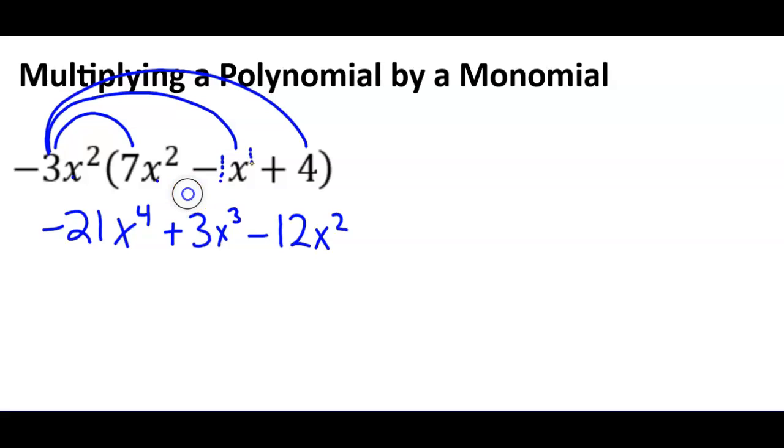Remember, if there's 3 terms inside the parentheses, I need to have 3 separate rainbows. It is a good idea to draw one rainbow, one answer. Second rainbow, second answer. Third rainbow, third answer. Make sure that when you multiply your exponent, your variable in, that you add your exponents. Okay? So we're going to do one more of those.